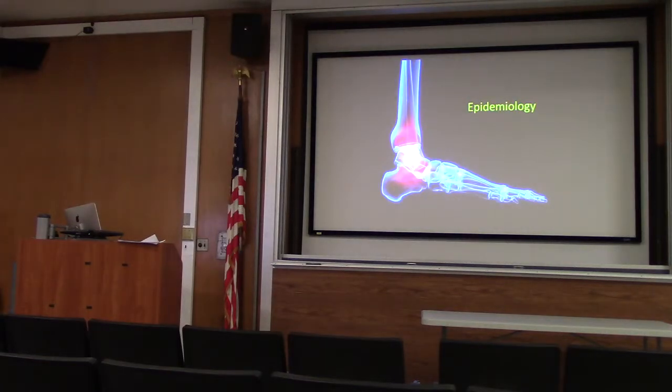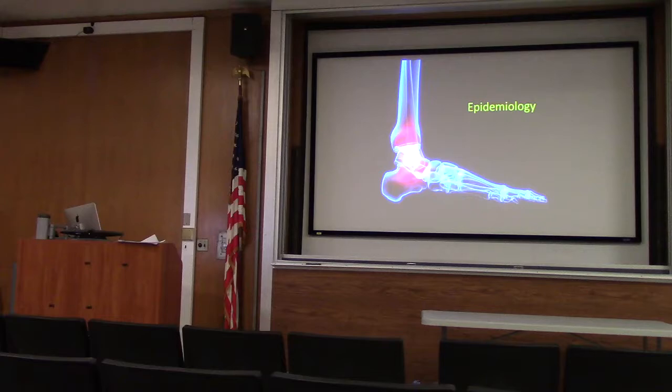So just to talk a little bit about epidemiology, why do we care? Why are we spending so much time on this? Foot and ankle injuries are extremely common in the emergency department. There's about 23,000 visits per year for foot and ankle injuries. That includes both fractures as well as sprains. So that's about 1 in 10,000 visits for an ankle sprain. And that's the most common lower extremity injury in adults. So you're going to see these patients.